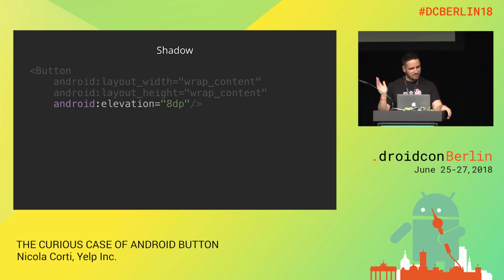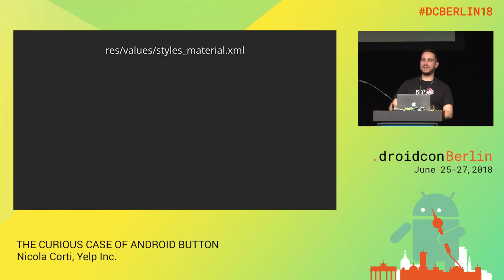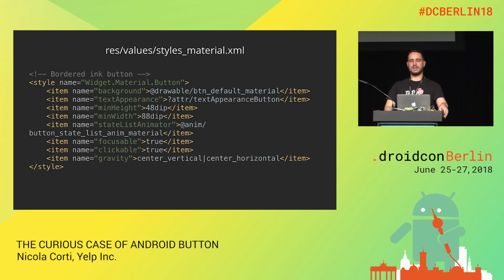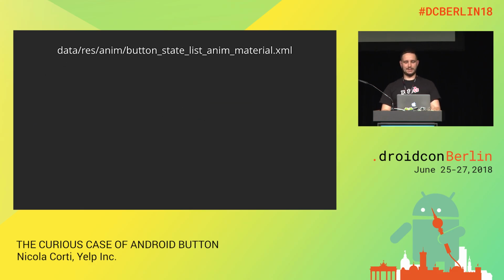Why? If you go on Stack Overflow and search why the elevation of my button is not changing, what they suggest you do is this: set state list animator to null. Sure, copy and pasting from Stack Overflow works, okay, but why? Why do you need this? Because again, if you go inside the styles of the Android framework, you see that there is a state list animator set to a value, and if you open that file, button_state_list_anim_material.xml, we end up with this.